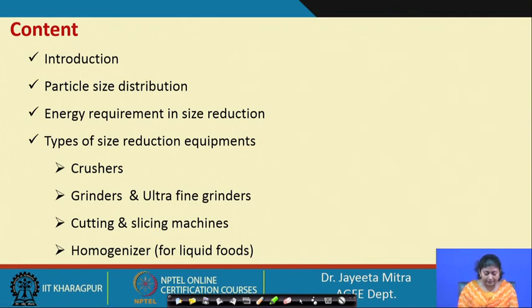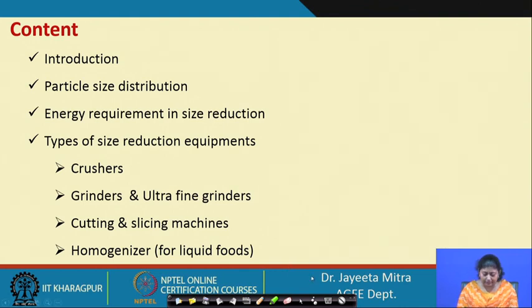Since size reduction can be applied to both solid and liquid material, although we will cover in very much detail the size reduction related to solid particles, we will also see the homogenizer, which is specifically used for making fractions of liquid particles when we prepare a liquid emulsion. Those are also very important in some food applications.